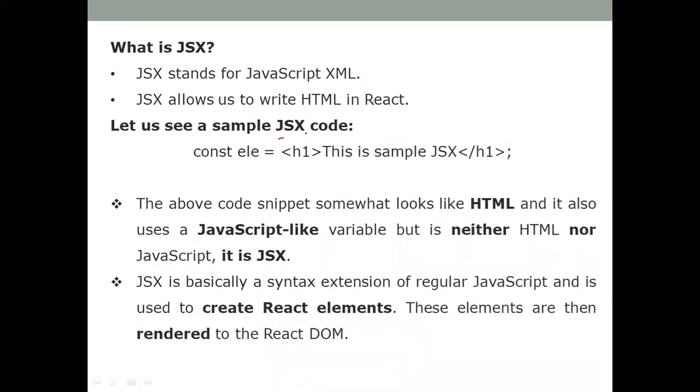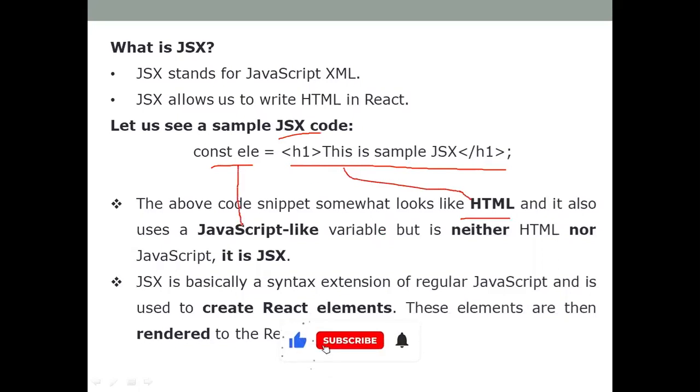But here the beauty of JSX code is that we can directly use HTML tags. If you want to use some expressions inside that HTML, that is also possible. If you see this example, const L equal to the H1 tag, it looks like HTML code, and also this is JavaScript, right? This is HTML and this is JavaScript. But this line of example is neither HTML nor JavaScript. It is nothing but JavaScript XML. So we can use it directly.